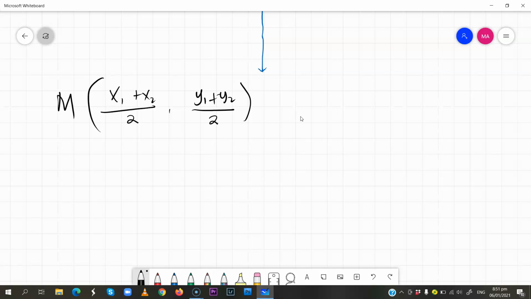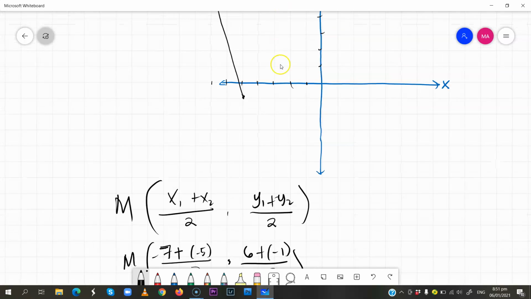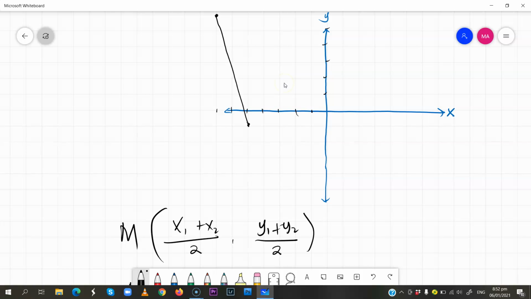Right? Using the example, our x sub 1 is -7, and our x sub 2 is -5, over 2. We use a comma here because it involves coordinates. And then our y sub 1 is 6 plus -1, which is our y sub 2, over 2. So we have M. -7 plus -5 is -12, over 2 is -6, and 6 minus 1 is 5, over 2 is 2.5. Obviously it's in the second quadrant, negative x and positive 2.5. So it could be -6 and 2.5, somewhere here. This is the midpoint. Let me remind you again that the midpoint divides a segment into 2 equal parts.